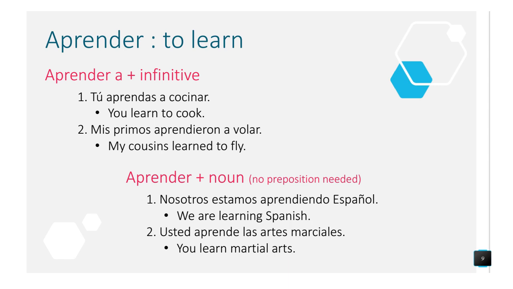Aprender is the second verb that we'll look at, and it means to learn. So aprender a plus infinitive. When aprender is followed by a verb, it needs the preposition a. Tú aprendes a cocinar, or mis primos aprendieron a volar. When aprender is followed by a noun, you don't need a preposition. Nosotros estamos aprendiendo español. Usted aprende las artes marciales.